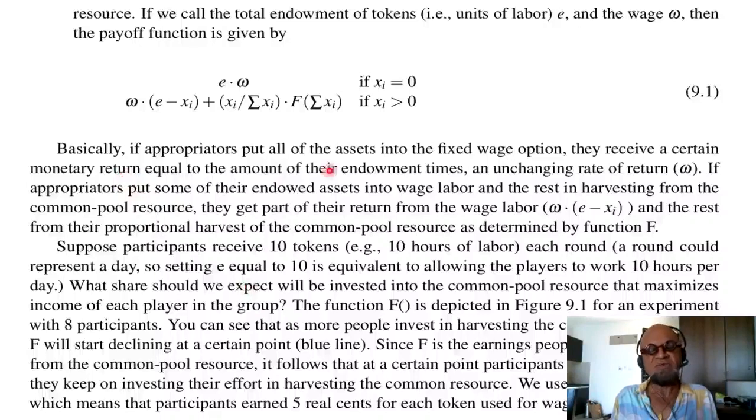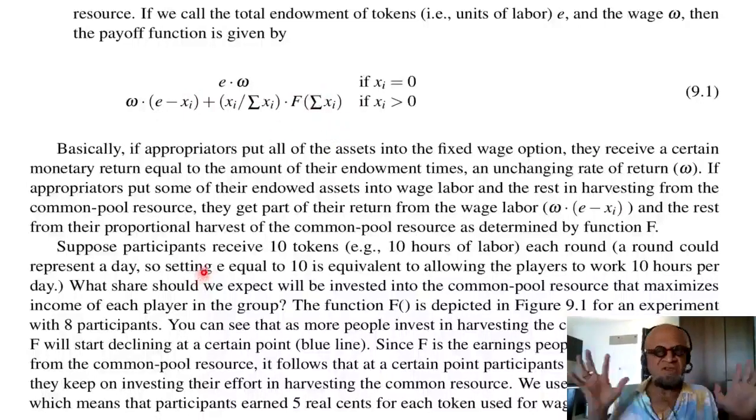Basically, if appropriators put all of their assets into the fixed wage option, they receive a certain monetary return equal to the amount of their endowment times an unchanging rate of return W. If appropriators put some of their endowed assets into wage labor, x_i, and the rest into harvesting from the common pool resource, they get part of their return from the wage labor, which is this part, and the rest from their proportional harvest of the common pool resource as determined by this payoff function here.